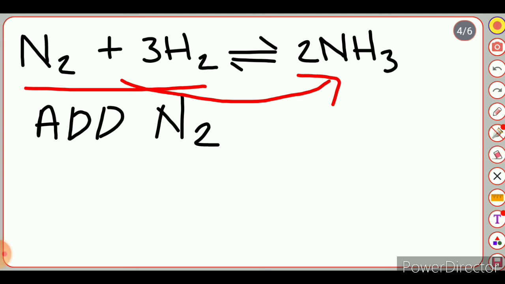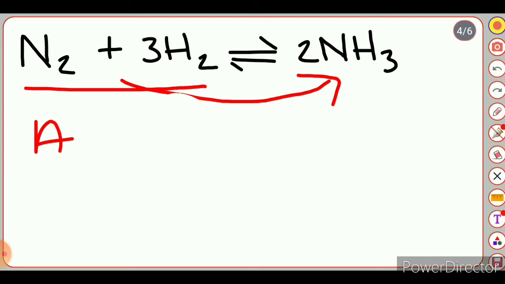Like adding N2, adding H2 also makes a similar change. That is, we are increasing the concentration of reactant. So the system will try to decrease the concentration of reactant. For that, more reactants are converted to product. That is, the rate of forward reaction increases.